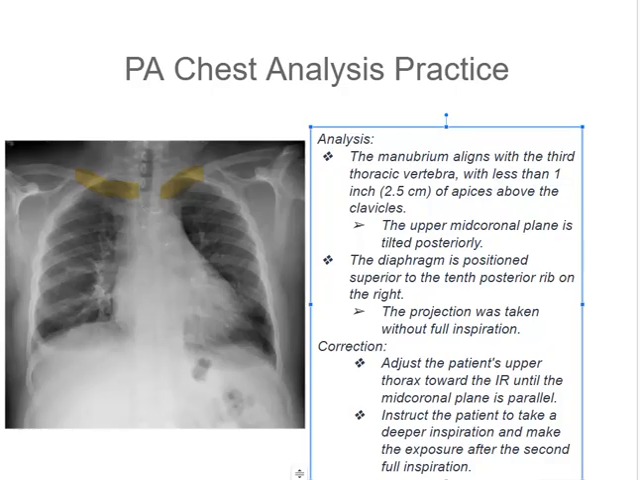Also, if you count the posterior ribs on the right side, you will determine that the projection was taken without full inspiration. So in order to correct this image, you need to move the upper thorax towards the IR until the mid-coronal plane is parallel with the IR, and then have the patient take in a deeper breath by making the exposure after the second full inspiration.